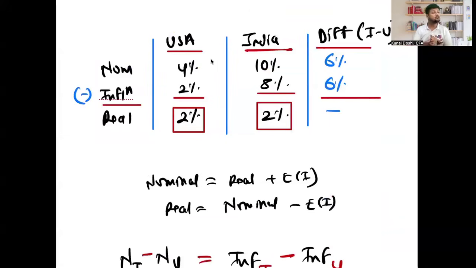So what needs to be matched between the two countries? Their real interest rates should match. Only then can I conclude that the inflation difference is the cause of the nominal rate difference. So the real rates across the economies should be the same. That is the concept. That is the most important thing of the international Fisher effect.